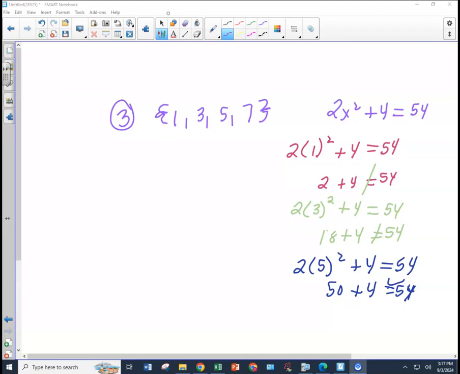If we did 7, I'll just do 7 real quick. Obviously 7 is going to be too big. So 2 times 7 plus 4. Well, 7 times 7 is 49. 49 doubled is 98. So we're already over the 54 mark. So 98 plus 4 would be 102. 102 does not equal 54.